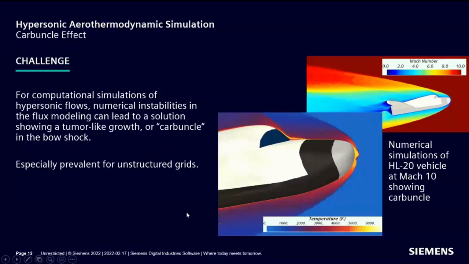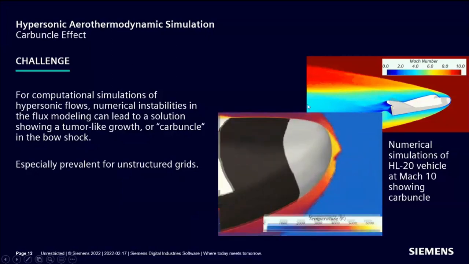The other big canonical thing that's been seen in CFD simulations of hypersonic flows is something called carbuncle. It's a numerical instability related to how the grid, especially an unstructured grid, and the discretization lead to a numerical artifact. It's kind of like a tumor, or a carbuncle, which is why it's called that, a little bubble. This is an example of a simulation exhibiting that, where you see this blister in the bow shock on the hypersonic HL20 body here at Mach 20, or Mach 10, I should say.